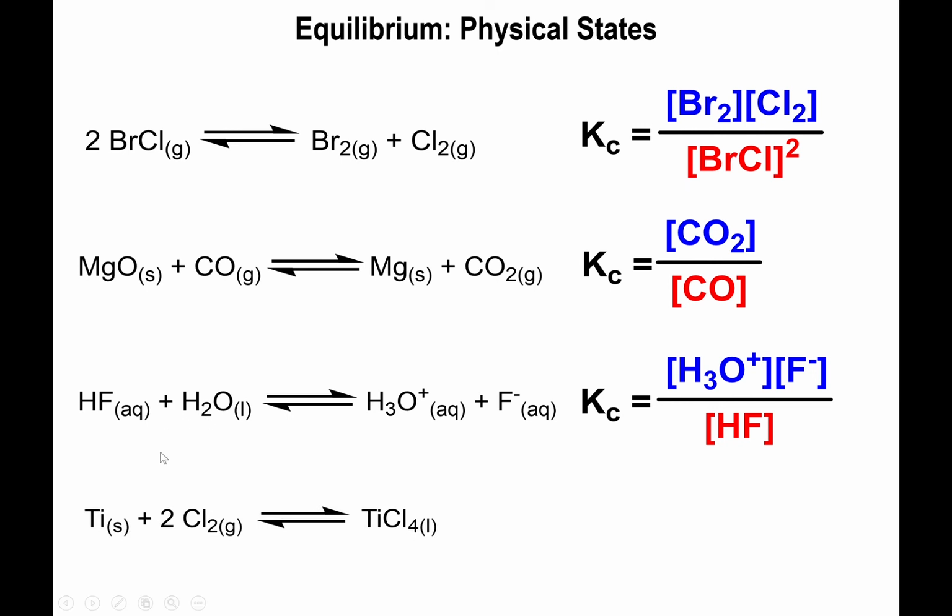All right, and one more example. We have titanium solid reacting with 2 equivalents of chlorine gas, and you form titanium chloride, titanium 4 chloride, as a liquid. Because the only thing here present as a liquid, as a gas or aq is Cl2, that means that in the products, you don't have anything that can make it into the expression. So the only thing you could put for the products is just 1. But for the reactants, you'll have the Cl2 concentration raised to the second power.